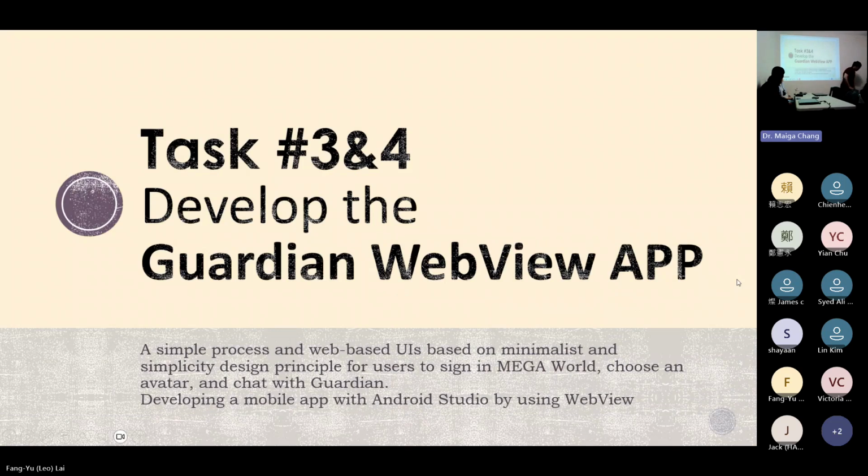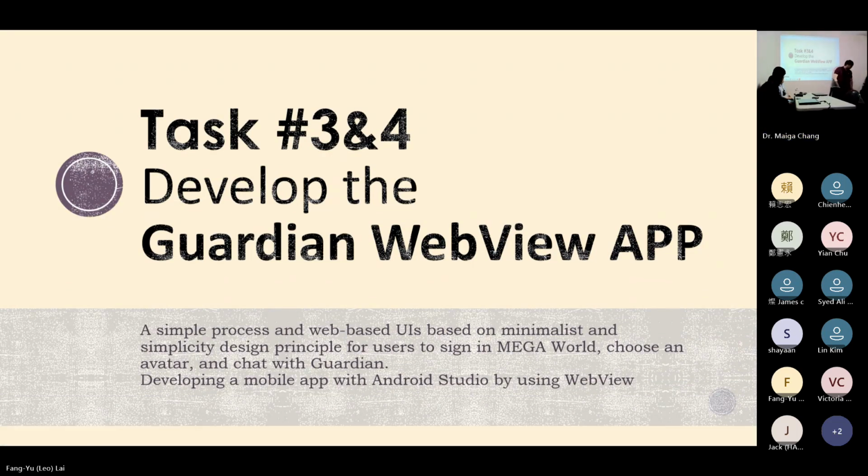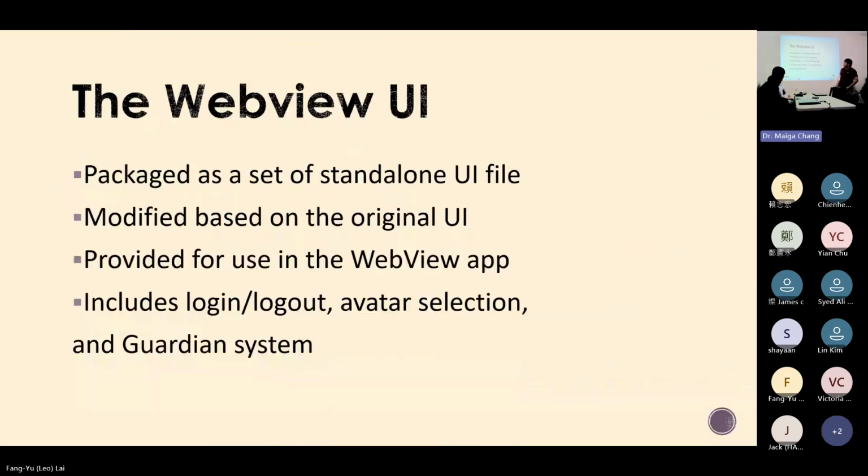Let's combine tasks 3 and 4, which are delivering the Guardian web UI and an app. Let's first talk about the UI. The web UI is modified from the old UI. I just cloned the old UI, modified it and added some new components to make it a set of separate UI files. This set of UI files will only be used in the app and won't be accessible during the normal campaign in the main game. This set of UI files includes login, logout, avatar selection, player selection, and the main Guardian system.